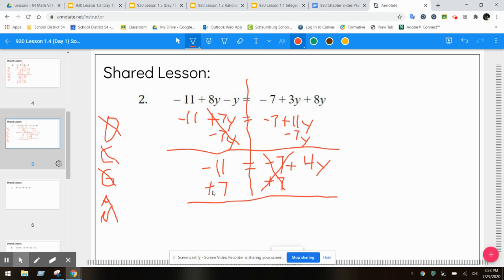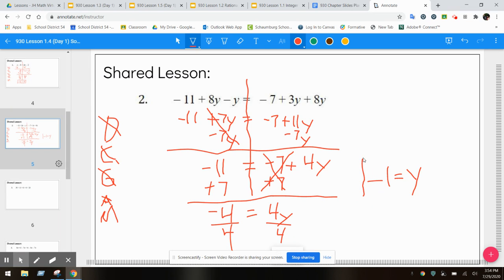-11 plus 7. That little song you might have heard already: same sign, keep and add, different sign, subtract. So I'm going to subtract. I get -4 equals 4y. And then I divide by 4 on both sides. Boom, boom. And I get -1 equals y. Because -4 divided by 4 is still -1.